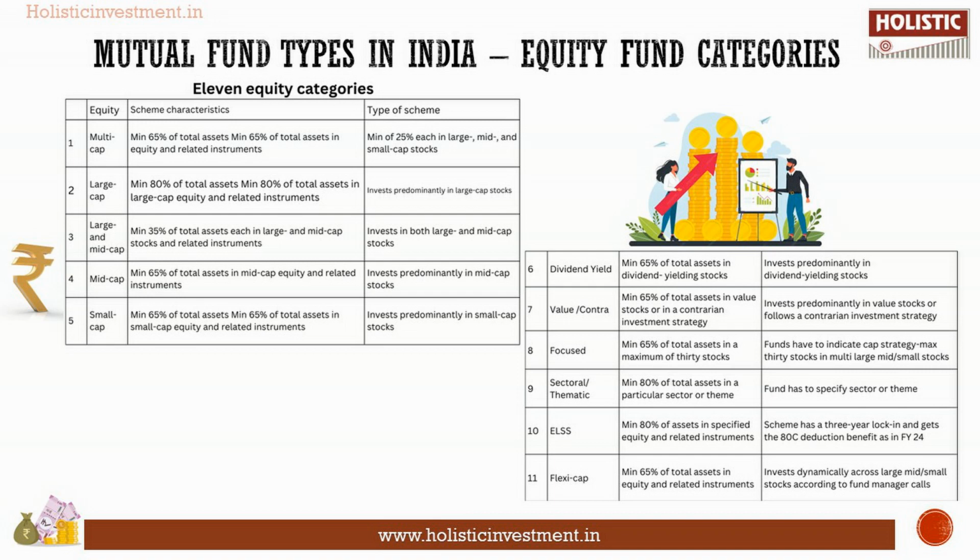Flexi cap: minimum 65% of total assets in equity, and there is no sublimit under this. Multi cap have some sublimit of 25% under each category. This is the difference between the flexi cap and multi cap.